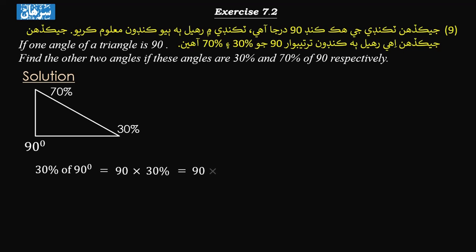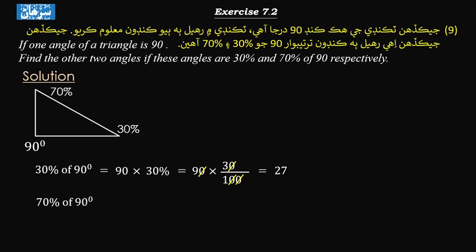30%. So write 30% above, and down, you have to remove the percentage sign and put 100 below, and now you may solve it. Cancel the 0 from both sides. So the value will be 9 into 3, 27.